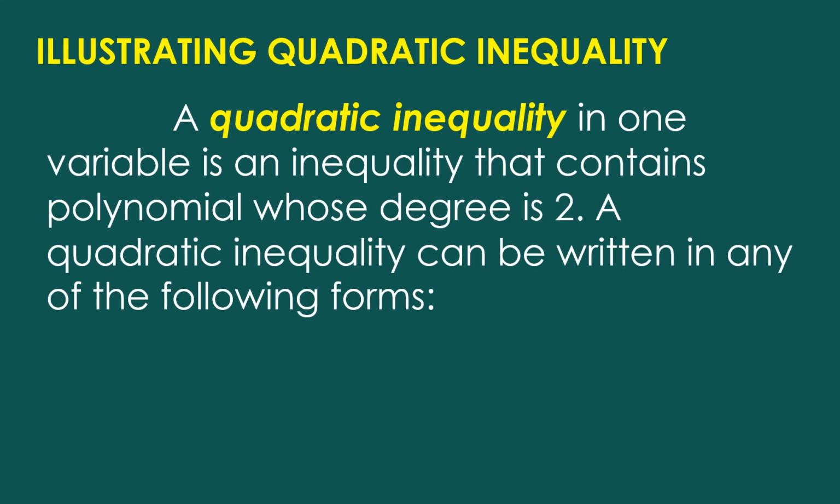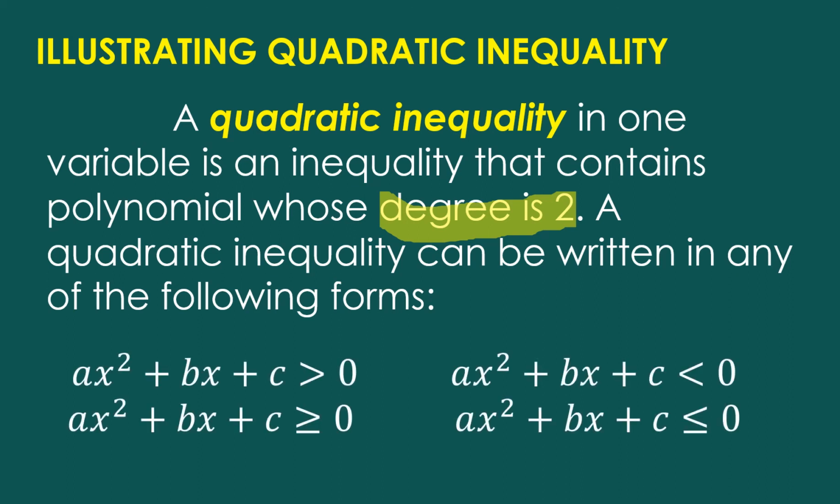Now, let us illustrate quadratic inequality. A quadratic inequality in one variable is an inequality that contains a polynomial whose degree is 2. A quadratic inequality can be written in any of the following forms. It could be ax squared plus bx plus c is greater than 0. Ax squared plus bx plus c is greater than or equal to 0. Ax squared plus bx plus c is less than 0. Or ax squared plus bx plus c is less than or equal to 0.